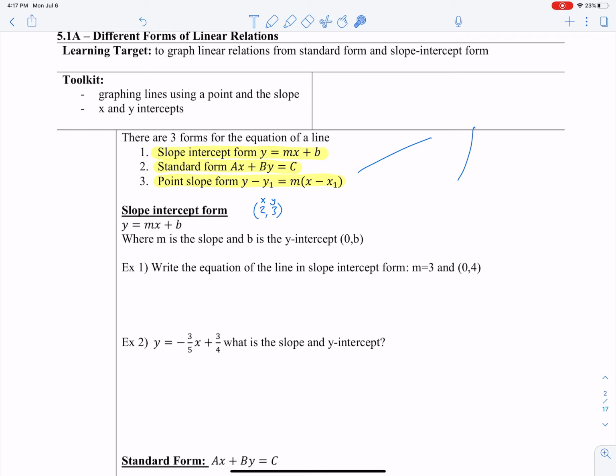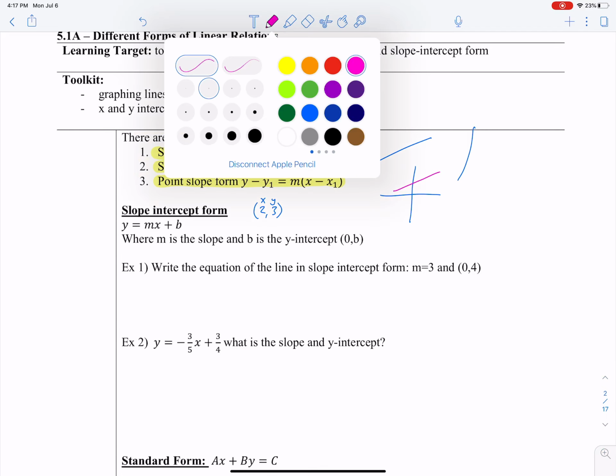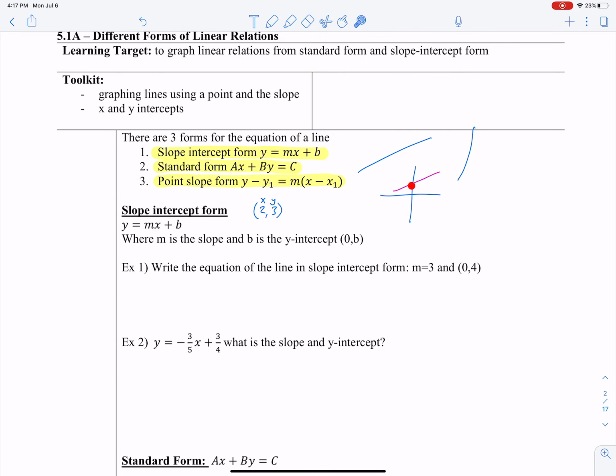And b is the y-intercept. So remember, this is our graph. We have two axes here. We have the x-axis and we have the y-axis. So the y-intercept is where our line intersects the y-axis. So let's say we had a line like this. Our y-intercept would be whatever number this was right here, where it intersects this y-axis. So that's the y-intercept, and then the slope is how steep the line is.